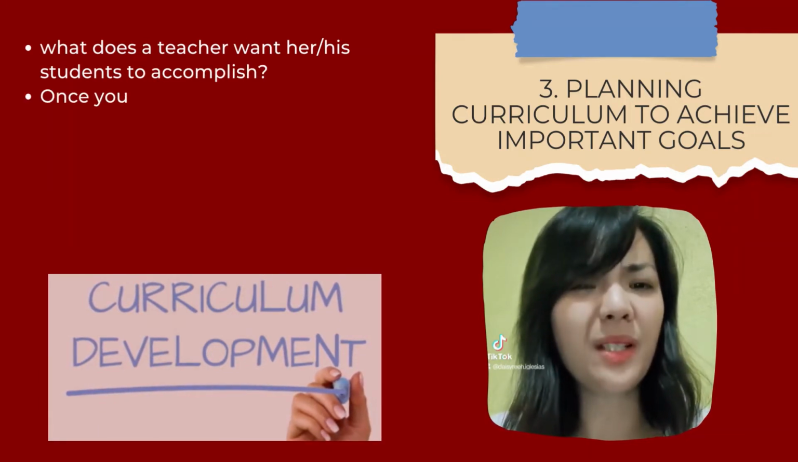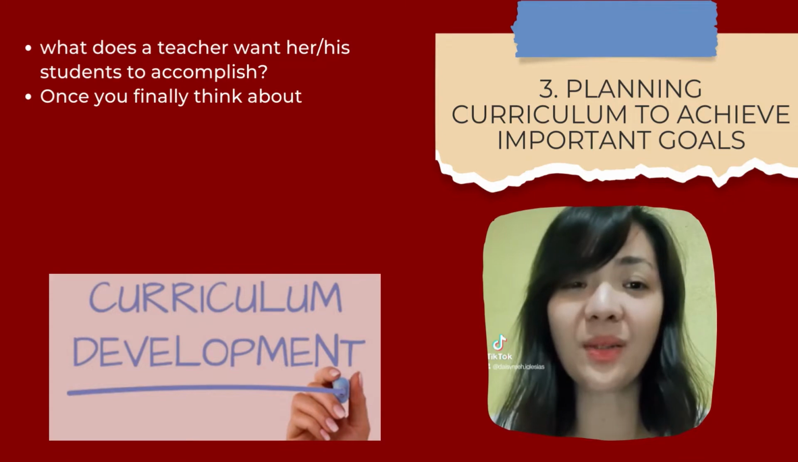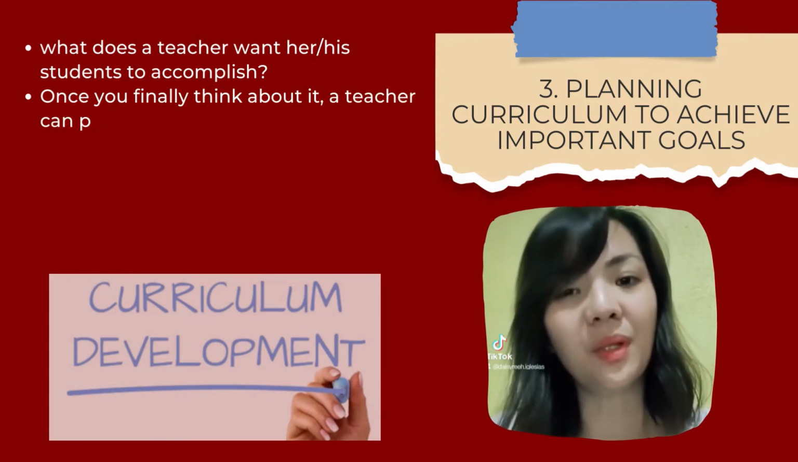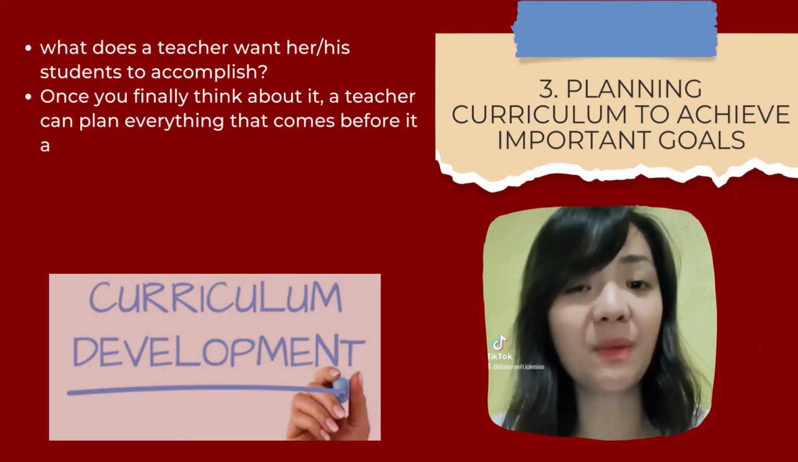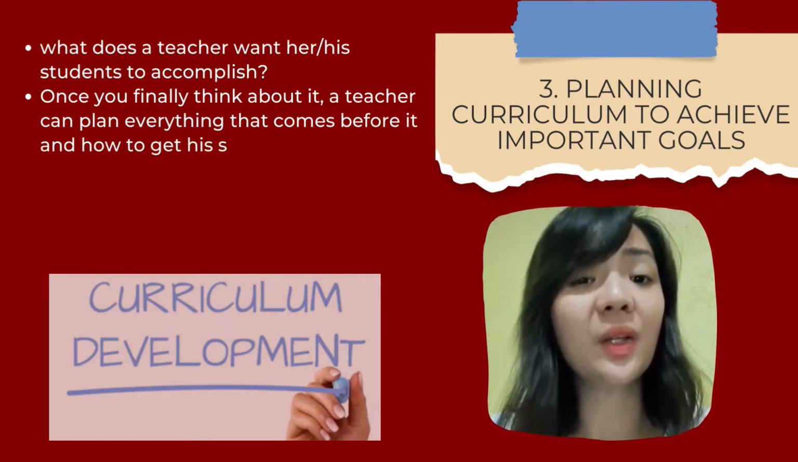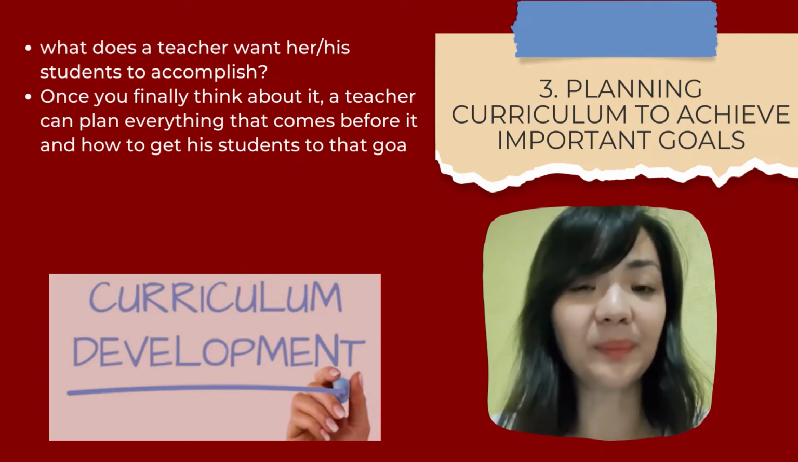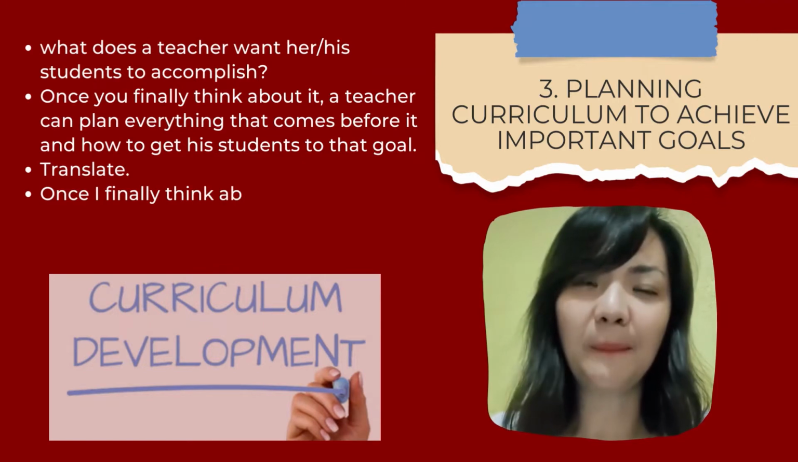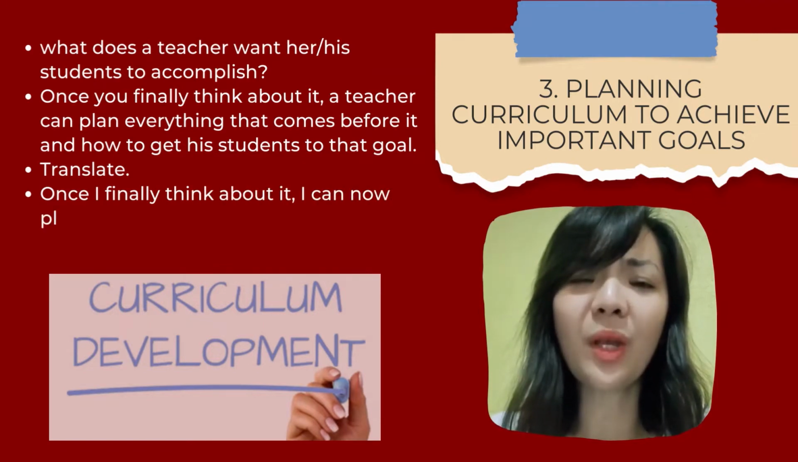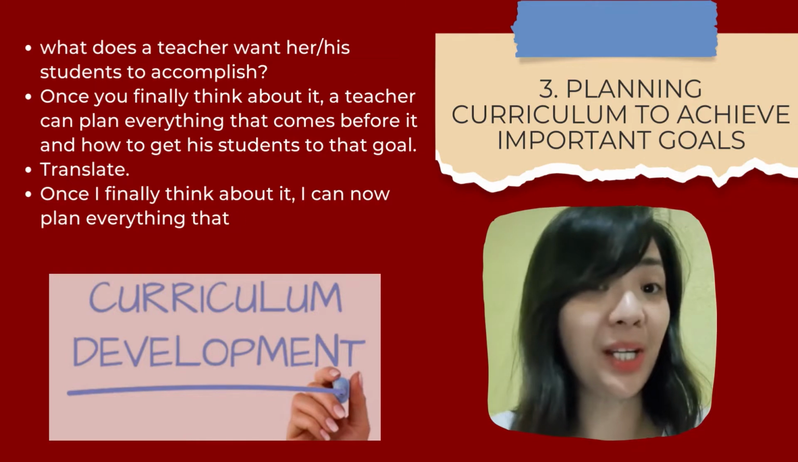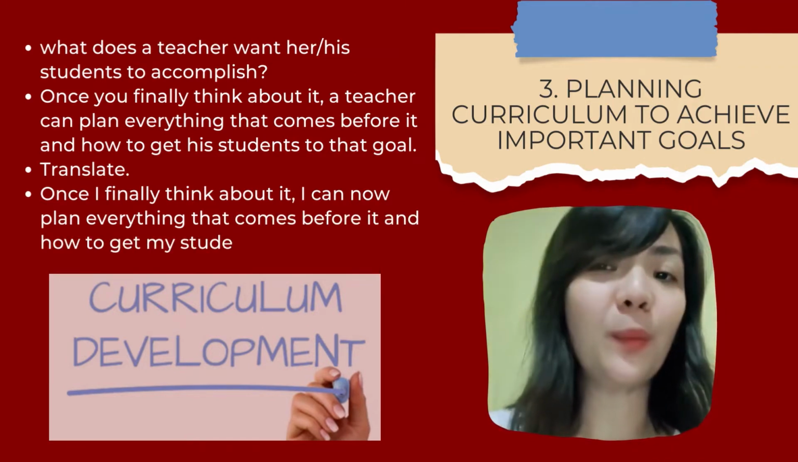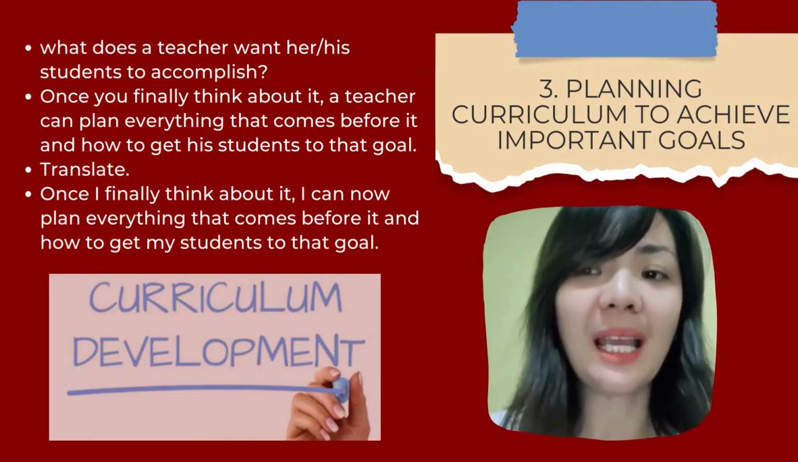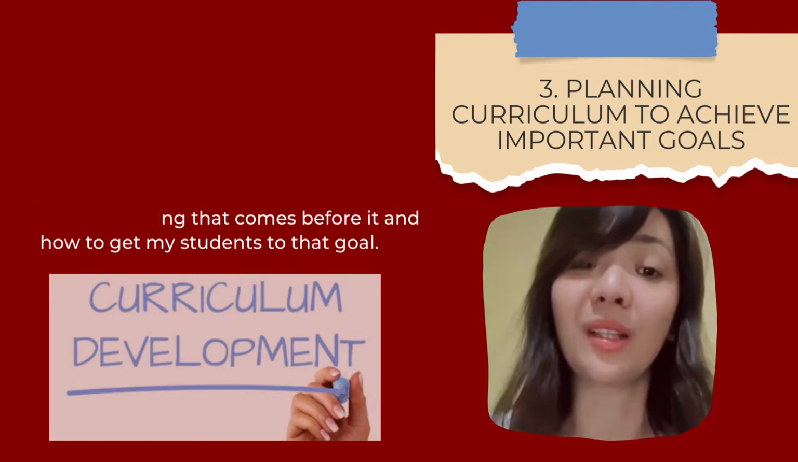Number 1, what does a teacher want her or his students to accomplish? Number 2, once you finally think about it, a teacher can plan everything that comes before it and how to get his students to that goal. Number 3, translate. Example, me as a teacher, I will think about what I want my student to accomplish for their learning. And number 4, once I finally think about it, I can now plan everything that comes before it and how to get my students to that goal.